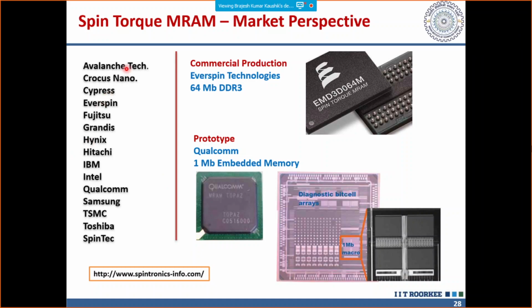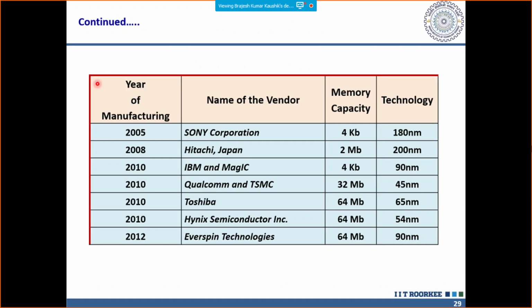You can see there are a lot of companies such as Avalanche, Crocus, Cypress, Everspin, Fujitsu, Grandis, Hynix, Hitachi, IBM, Intel, Qualcomm, Samsung. So all these companies have jumped into the spin torque MRAM market. They are already there in the market, and they have huge perspectives for the future development of memories as well. So you have prototypes in the form of 1 MB embedded memory or even bigger than that, and this trend has been continuing for some time now.